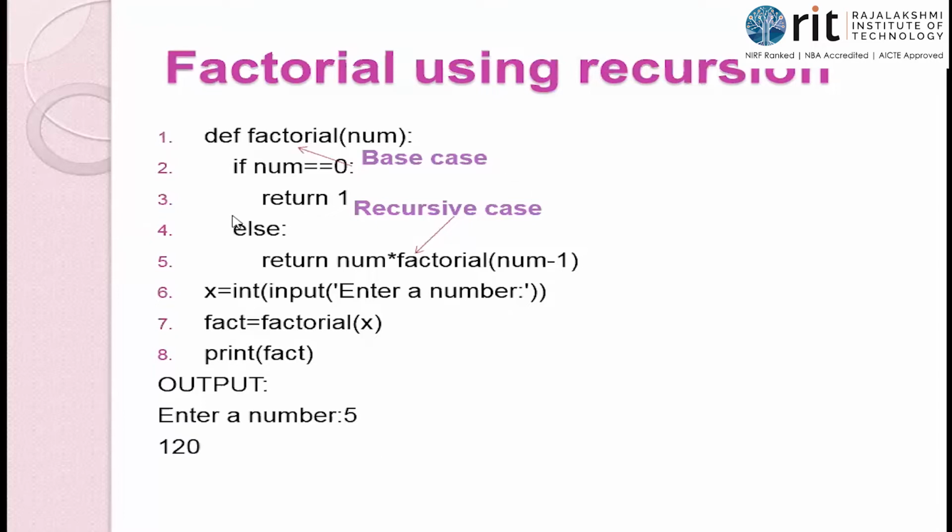Now, look at the program. There are 8 lines in the program. The first line, def factorial of num, will be skipped by the interpreter. So what is the first line that gets executed by the interpreter? The 6th line, line number 6. x is equal to int of input of "enter a number". Enter a number is given within quotes, so on the output screen, "enter a number" will be displayed.